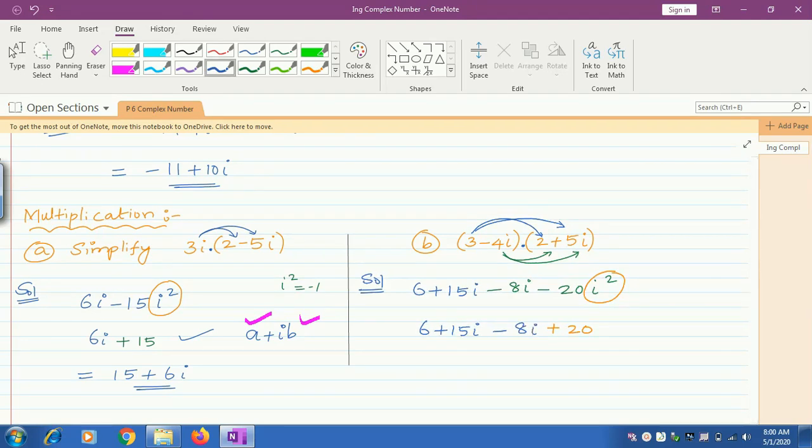Now add the real part with the real part. What is the real part here? 6 plus 20, which is equal 26, and then the imaginary part plus 7i. So this is the answer. So that's it. Thank you.